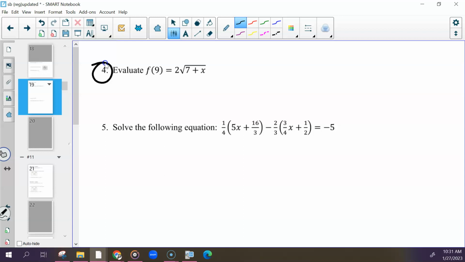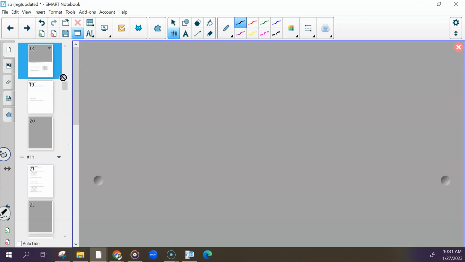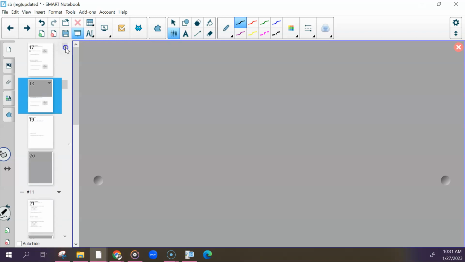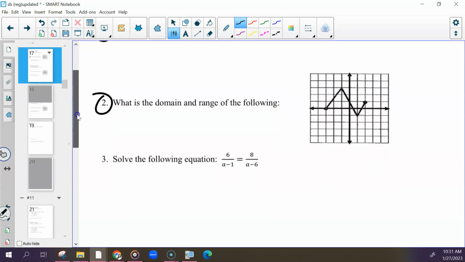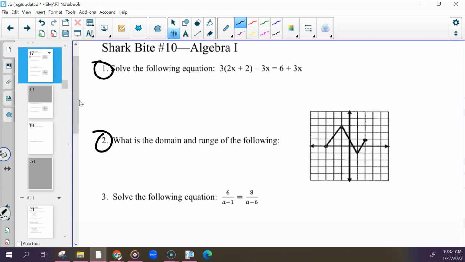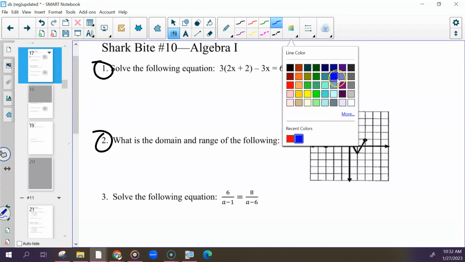1, 2, and 4. Any others? Okay. Let's start with this. Alright, for number 1, you needed to solve this.